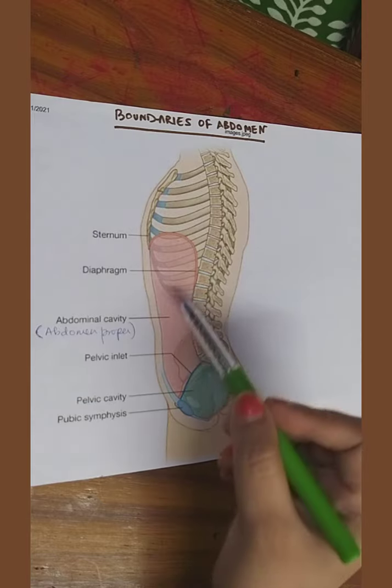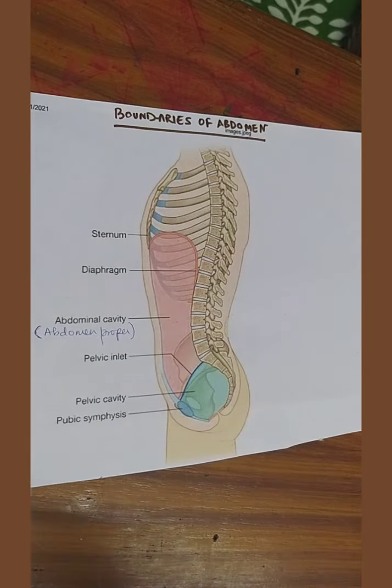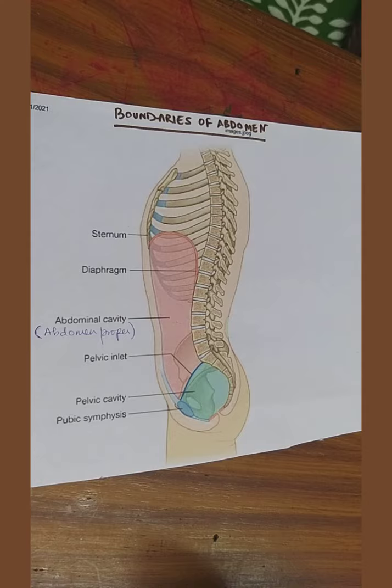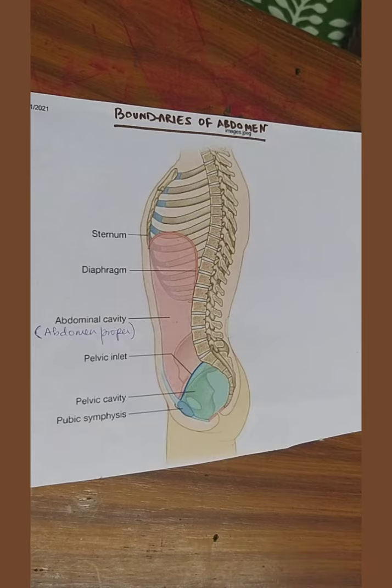Now this abdomen contains blood vessels, lymphatics, nerves, the GI tract, that is the gastrointestinal tract, and the other viscera associated with it, then the urogenital system. This is present in the abdominal cavity.